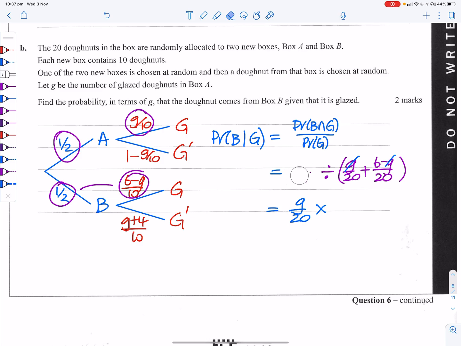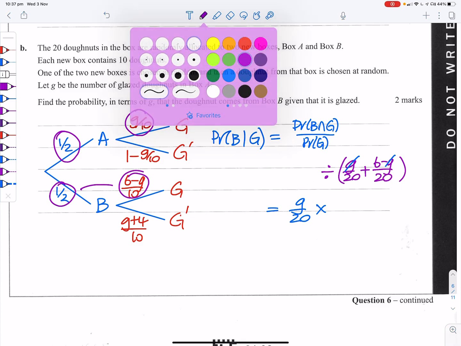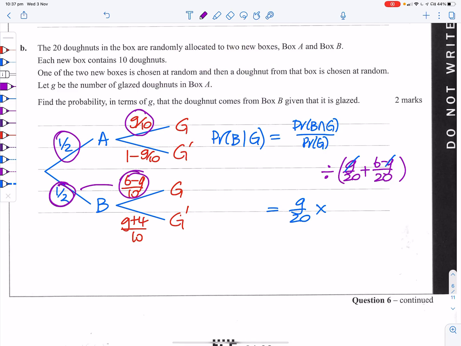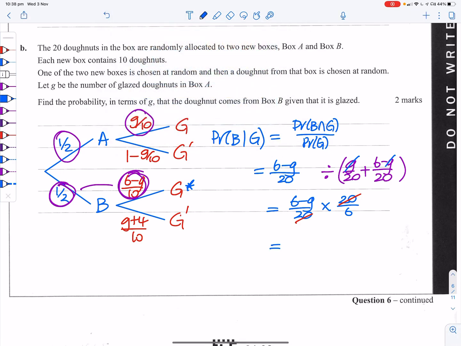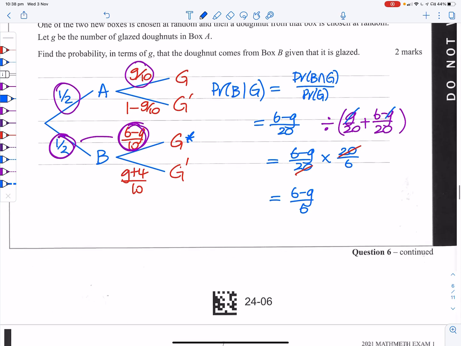Oh, that's not G over 20. That is a half of 6 minus G over 20, because I want it from box B and glazed. So we have 6 minus G over 20 divided by this, which is 6 minus G over 20 times 20 over 6. The 20s cancel, so we get 6 minus G over 6.